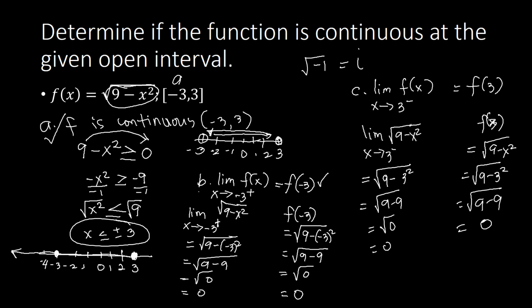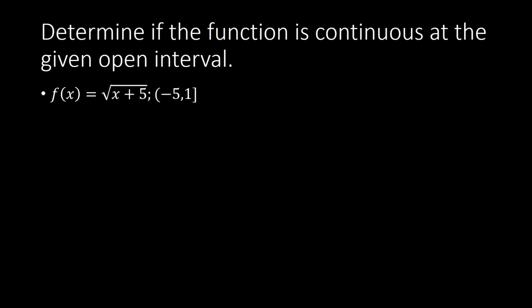Since these two are equal, that means this one is satisfied. The c there is satisfied. So therefore, we have now our conclusion that our f of x is continuous at the interval negative 3, 3. So let us now go for this one here.